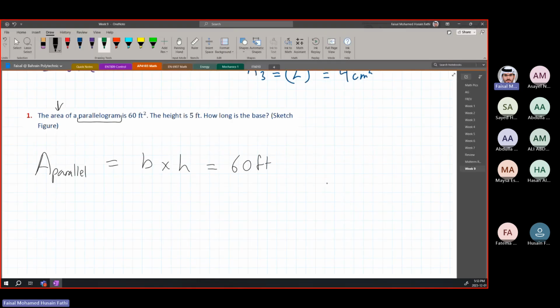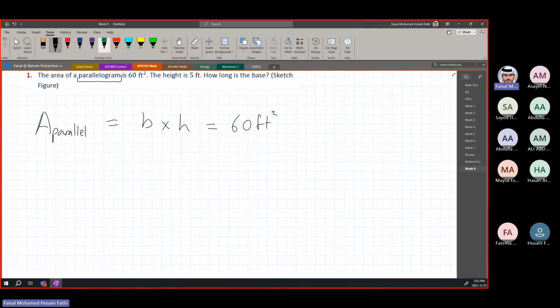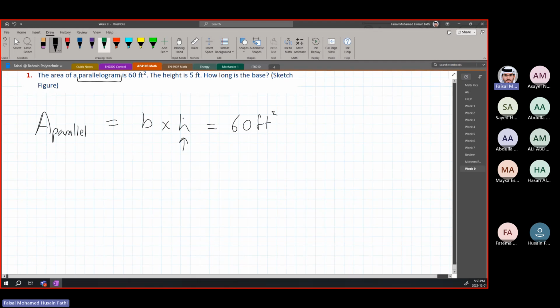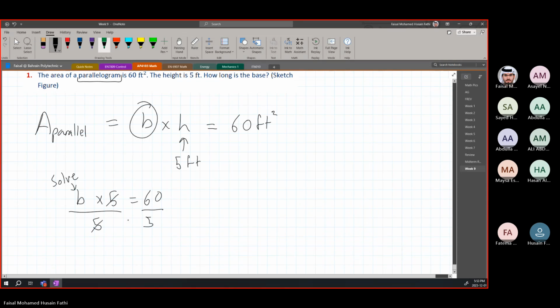60 feet squared. Okay? The height is 5 feet. So they gave us the height. We already know that this height, it's given. So h is equal to 5 feet. How long is the base? So they want us to find the base. Very simple. You have an equation which is base times 5 is equal to 60. How do you solve for b? You divide by 5, both sides, to cancel the 5 here. b is equal to 60 divided by 5, which is 12 feet. Everything's given in feet. Easy.